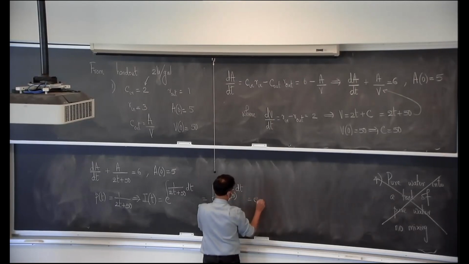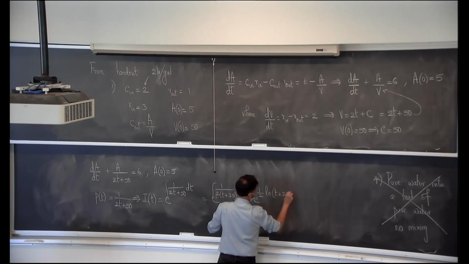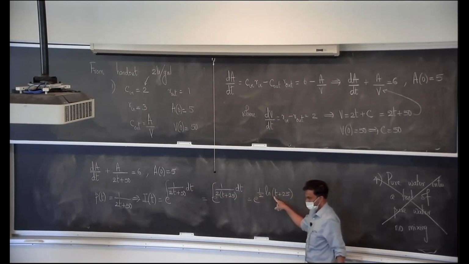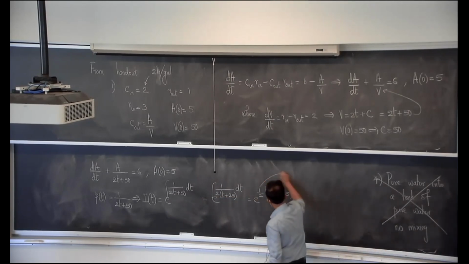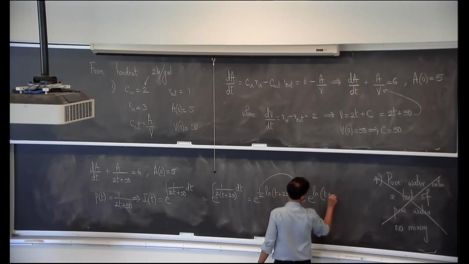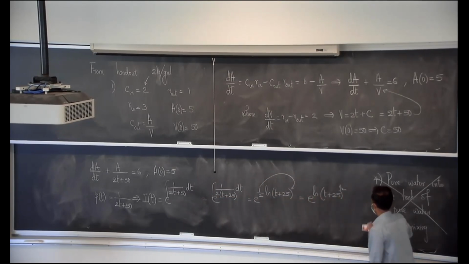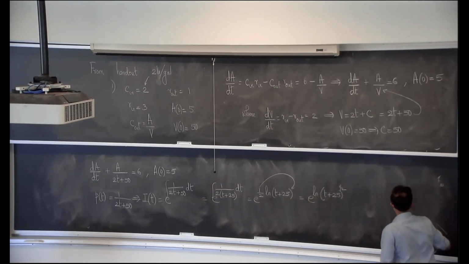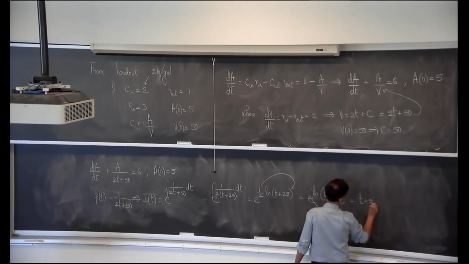So it's e to the power of a half times the natural log of t plus 25. Remember that t is time, that's always positive, so there's no need for putting absolute value here. Once again, this goes upstairs, so this is going to be e to the power of ln of t plus 25 to the power of a half. You can cancel the e and the log, and you get t plus 25 to the power of half.